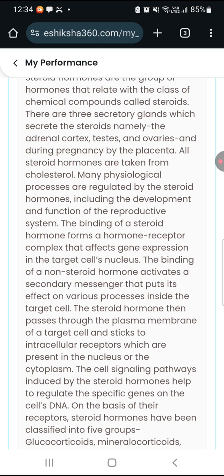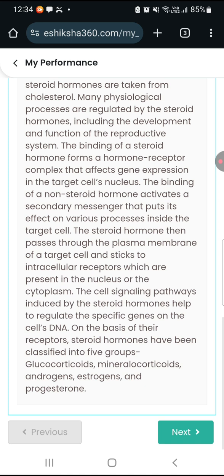On the basis of their receptors, steroid hormones have been classified into five groups: glucocorticoids, mineralocorticoids, androgens, estrogen, and progesterone.